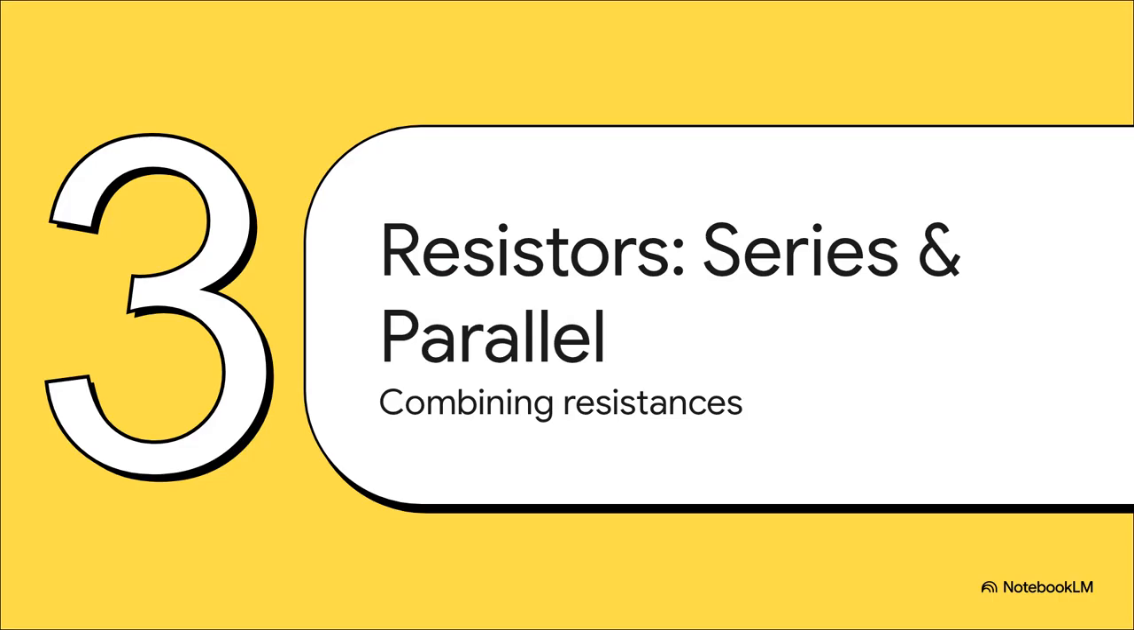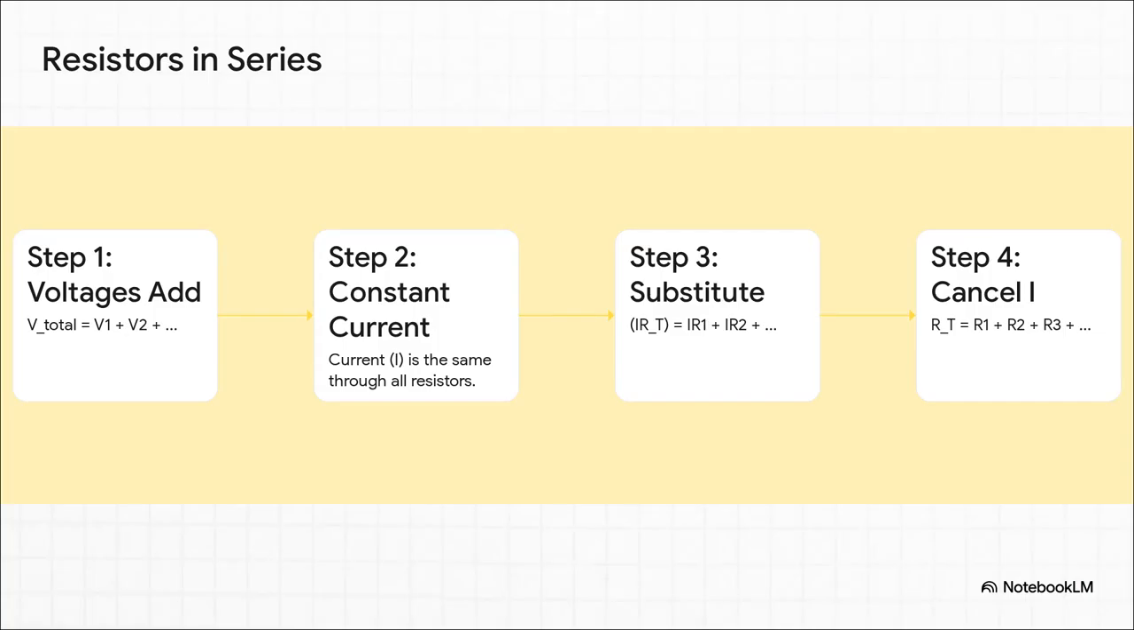Using nothing but Kirchhoff's rules, we can actually figure out the exact formulas for adding up resistors when they're in series and when they're in parallel. For resistors in series, this is the easy one you'll be glad to hear. We start with Kirchhoff's second law. The total voltage is just all the individual voltages added together. That's step one. Then we use his first law. There are no junctions, so the current I is the same everywhere.